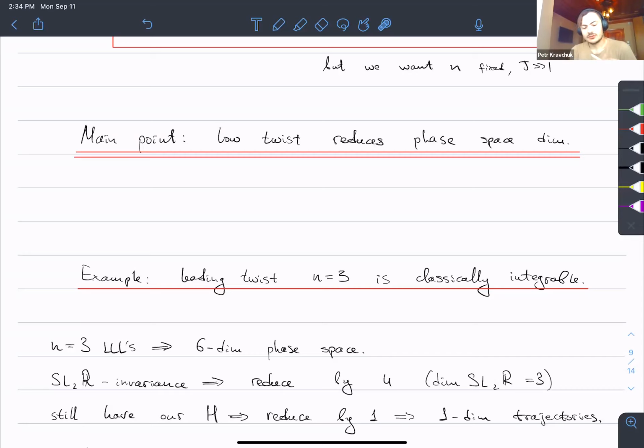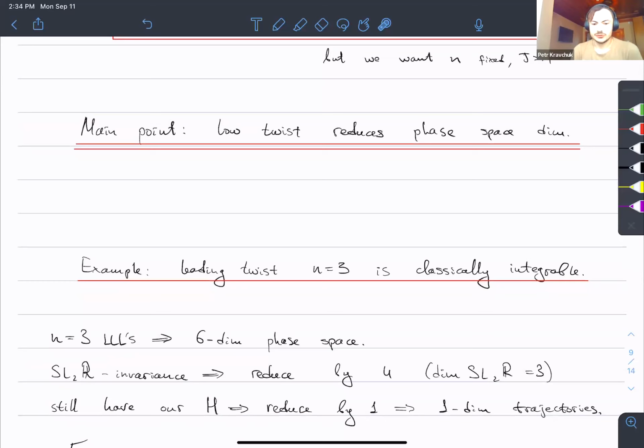Now we still have this PSL2 invariance of the hyperbolic plane. So we have some symmetries to work with. And if you do Hamiltonian reduction with respect to the symmetry, you reduce the phase space dimension by 4. The reason for this is that the dimension of SL2R is 3, but it's a phase space, so you cannot reduce it by 3. If you do things properly, it turns out you can actually reduce the phase space dimension by 4.